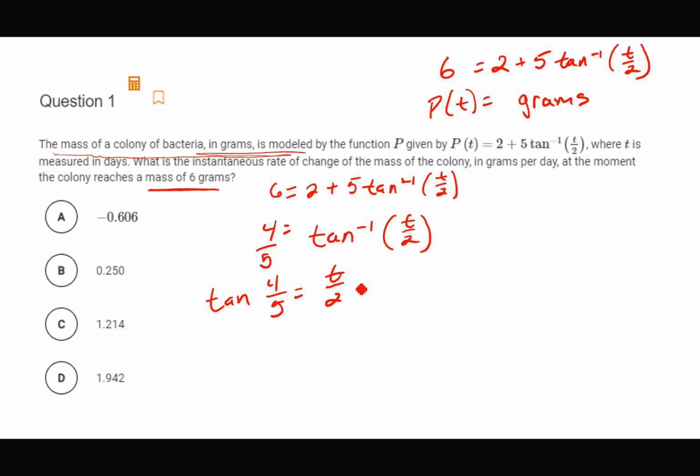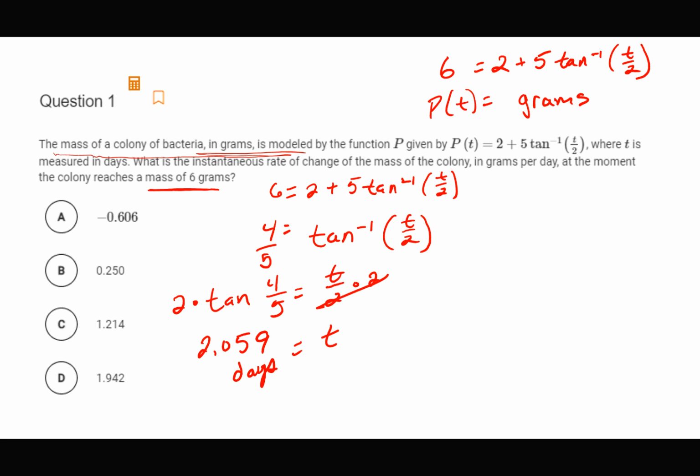Okay, so for this one, I would just multiply both sides by 2. And when I work all this out, I end up with t equaling 2.059. So that's a time, and that's 2.059 days. So it takes 2.059 days for the colony to reach a mass of 6 grams.